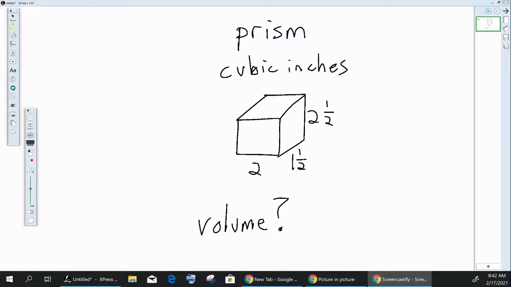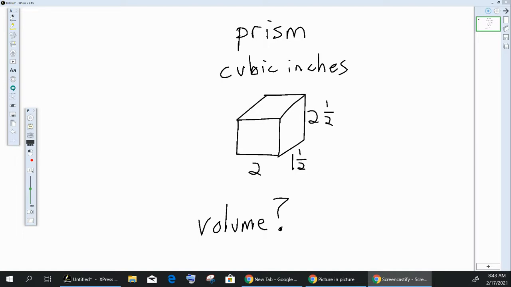Okay, so a big problem that many of you missed on the test is the one about volume when we're dealing with cubes that are smaller than units. So let's begin by reviewing volume. If I gave you this prism here, it's 2 by 1.5 by 2.5.